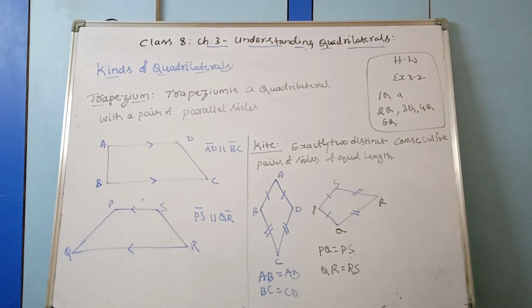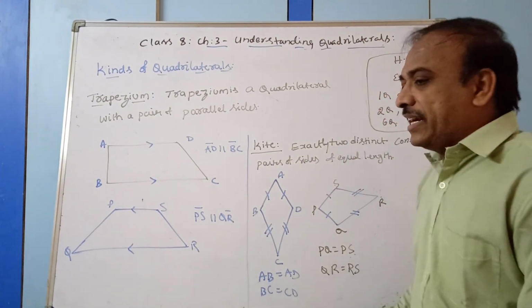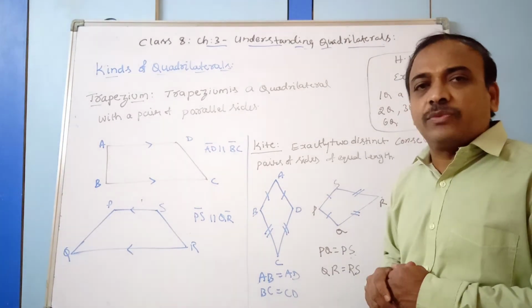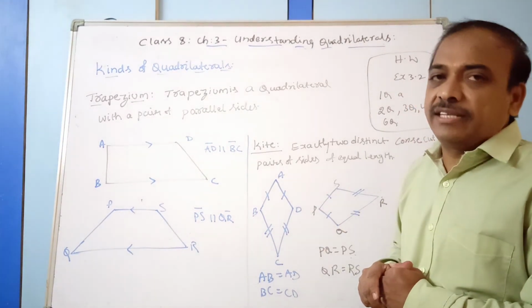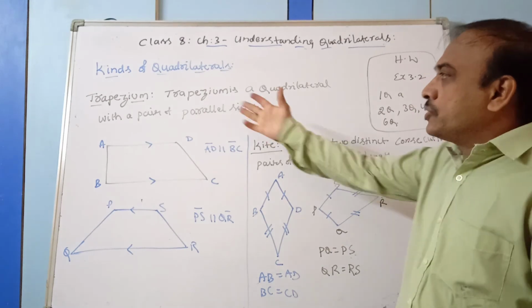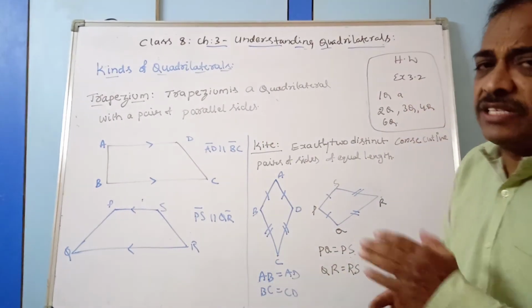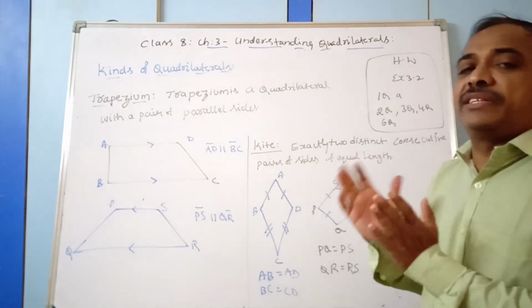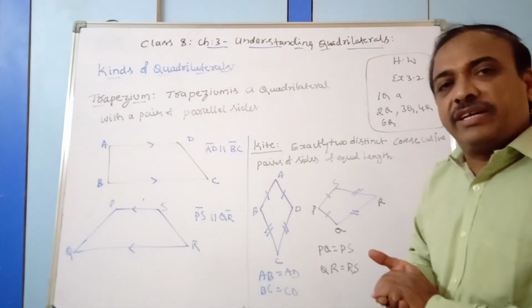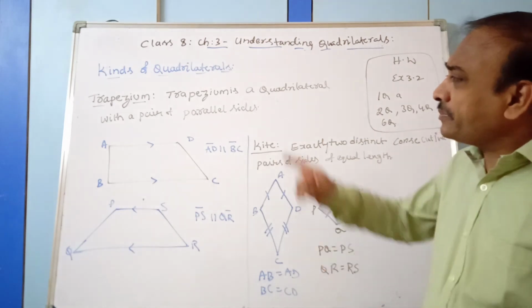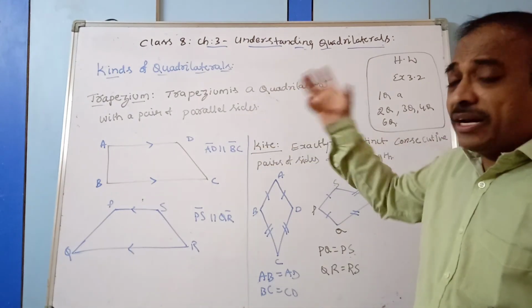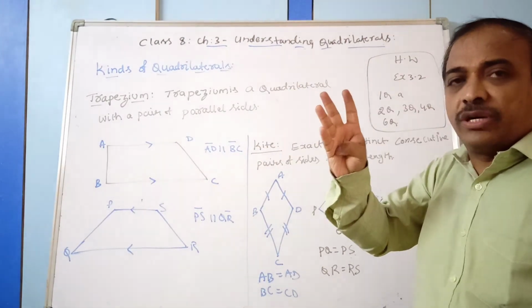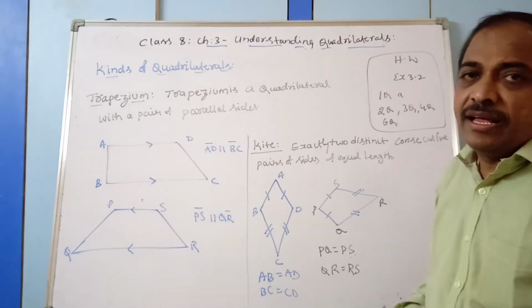Now we will discuss the kinds of quadrilaterals. Kinds of quadrilateral means types of quadrilaterals. Special names are given to some quadrilaterals, and each one has its own properties. All are four-sided figures, but they have special names.